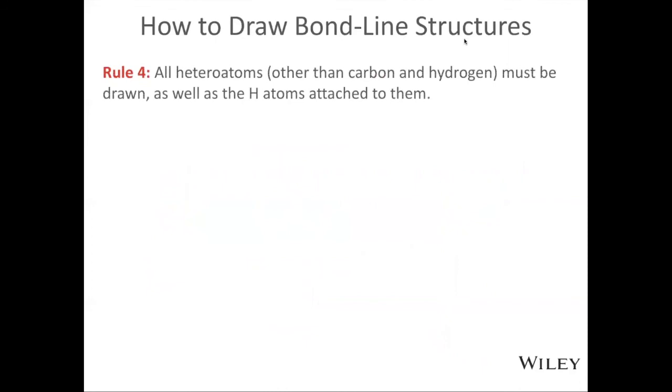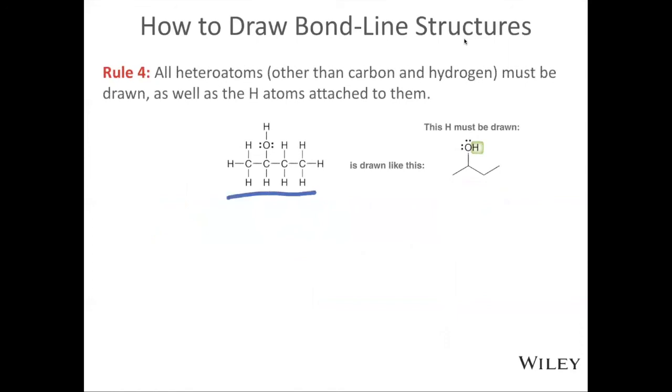Rule number 4 is all heteroatoms other than carbon and hydrogen must be drawn in, as well as any H attached to them. So here's the Lewis dot structure, here's the line bond structure. And because that hydrogen is on that oxygen, we actually include that in the line bond structure.